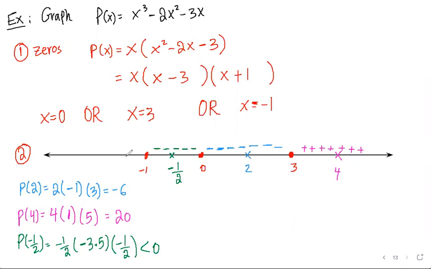Now pick any element less than minus 1. Negative 2. So here negative 2, plug it in. So p of negative 2 equals negative 2, and negative 2 minus 3 is negative 5. Negative 2 plus 1 is negative 1. Now 2 times 5 is 10, and negative times negative is positive, times negative is negative.